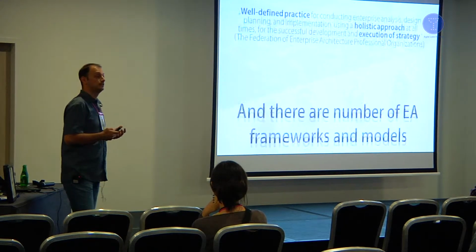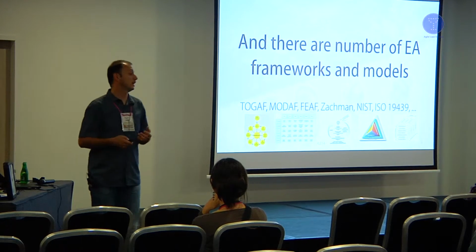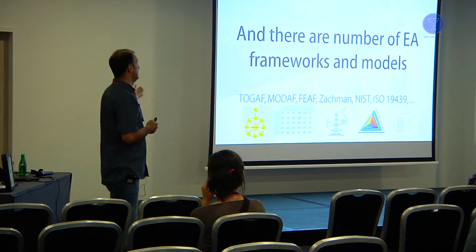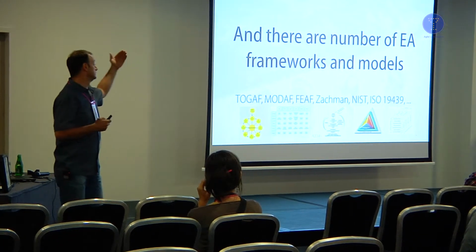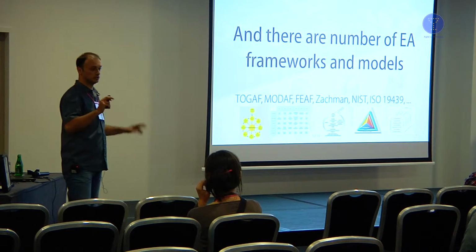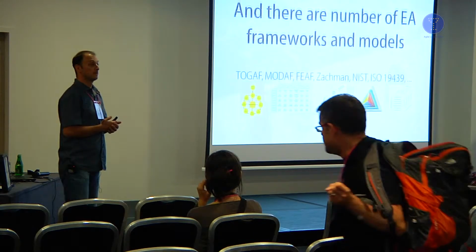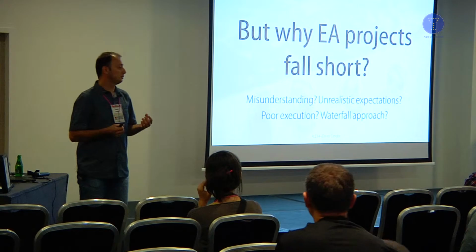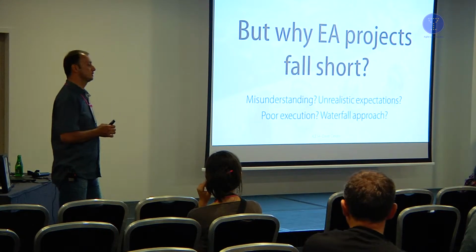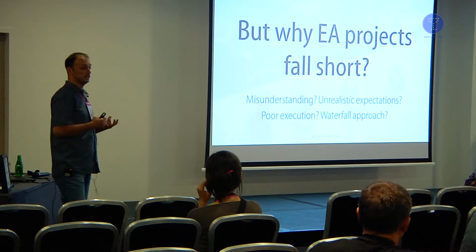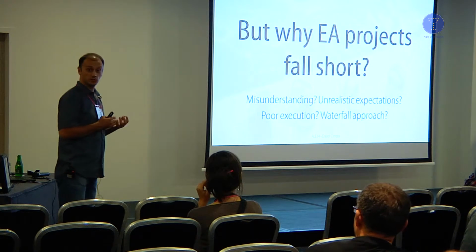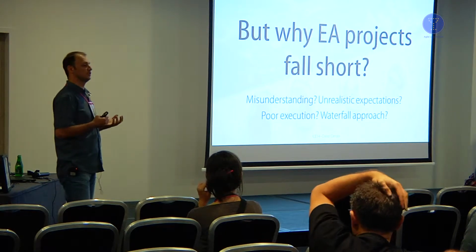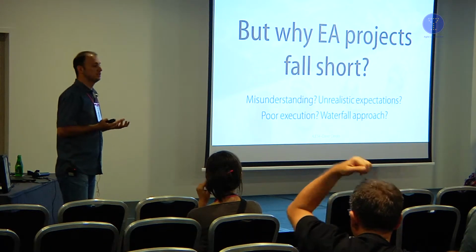And then there are even a number of frameworks to help you with the enterprise architecture. And there are even more than this. These are just the most popular ones. But the problem is that, according to some researchers, more than 80% of the enterprise architecture projects fail to achieve the strategy. So the question is why?